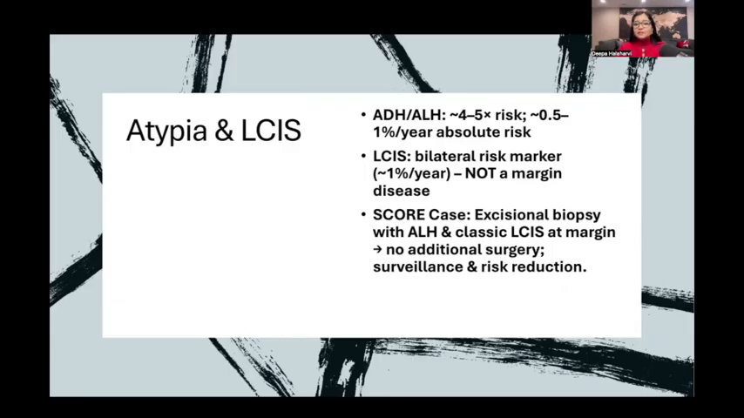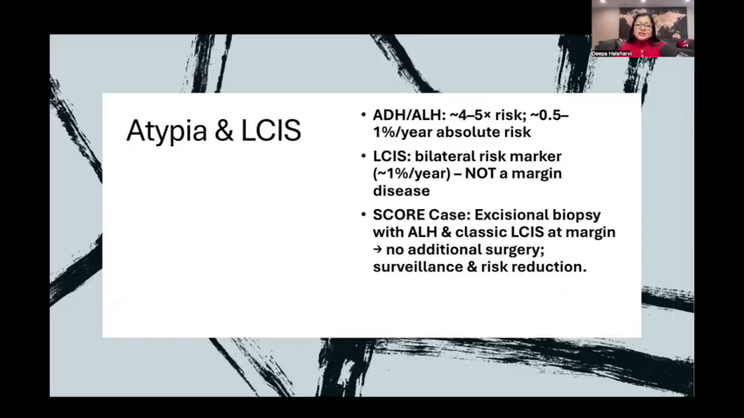LCIS is a bilateral breast cancer risk factor, about 1% per year. We typically say about a 9 to 10 fold relative risk of developing cancer, or 1% per year. And when you excise these, you don't have to get negative margins.